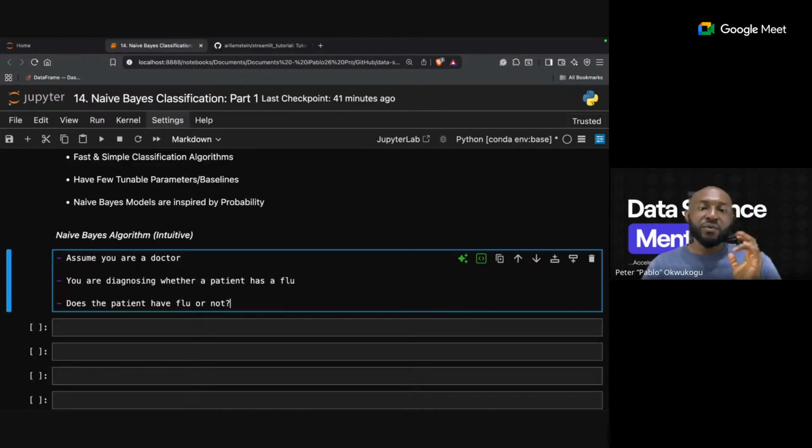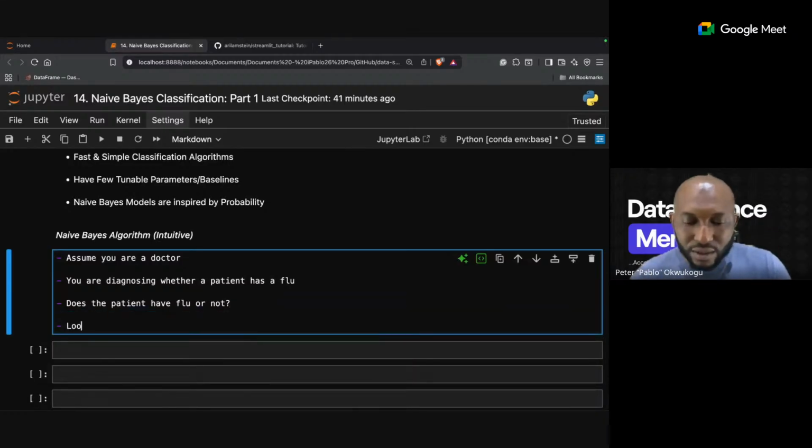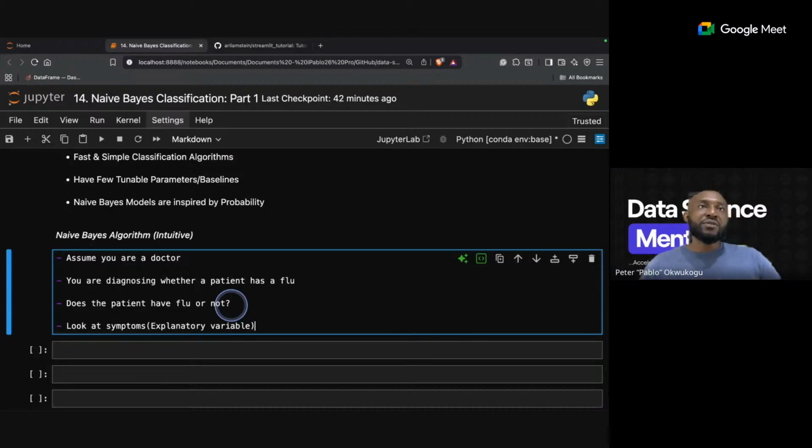Now, to do this, you're going to look at symptoms. Mind you, these symptoms are explanatory variables. You see? So that's the intuitive way of looking at it. These symptoms are the explanatory variables that give us a clue if there's flu or not. Right? So we're going to look at these symptoms.